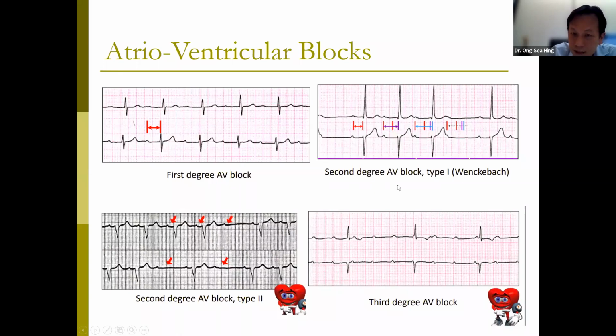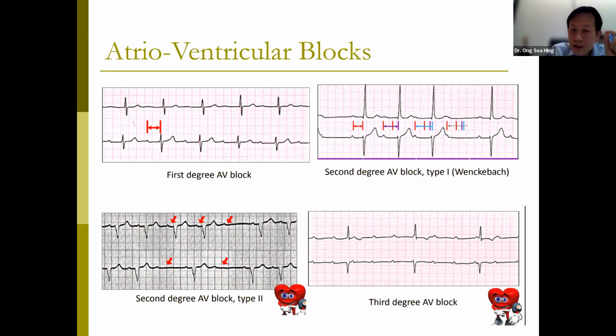Then there is the second degree AV block, type 1, what we call the Wenckebach AV block. Second degree AV block is also because of a high vagus nerve tone, and it is in the first part of the AV node where the electricity slows down. So what you see is that the PR interval progressively prolongs. So this is a PR interval. It progressively prolongs until it gets totally blocked for 1 beat, and then the next PR interval comes back. It's back to the shorter PR interval.